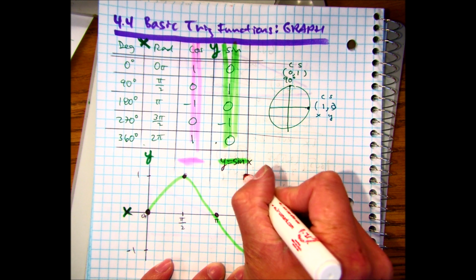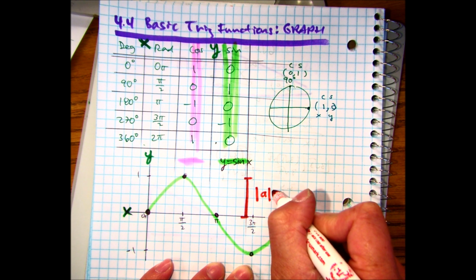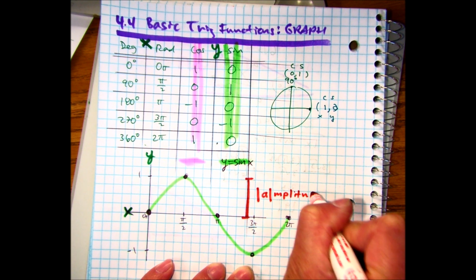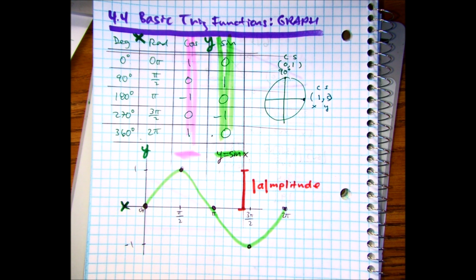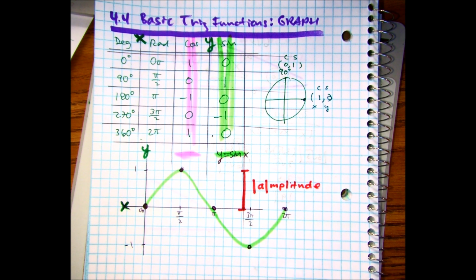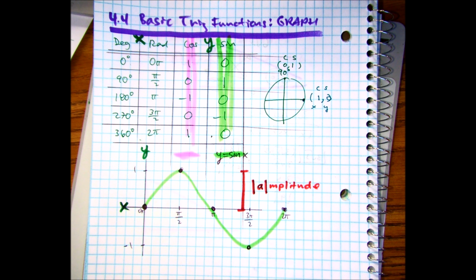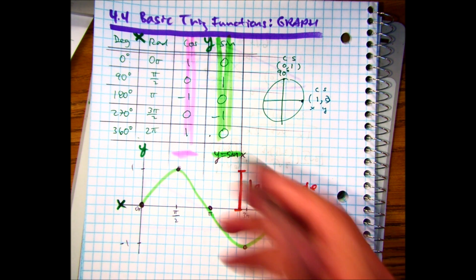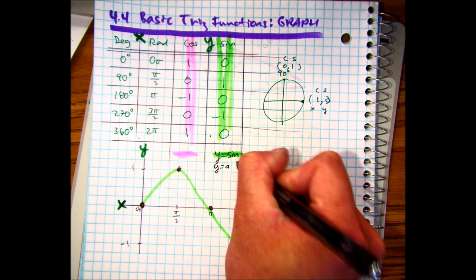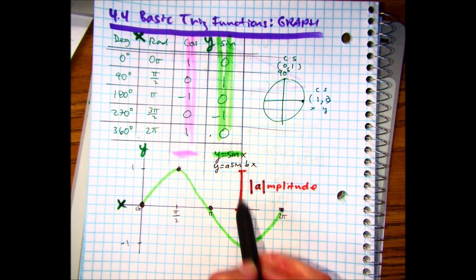Half of the height of the graph is called the amplitude. Everyone say amplitude. The amplitude in our trig functions will be the absolute value of A. Absolute value of A. For example, our functions will be written in this form: A sine B of x. So there's no number there. A is 1. Notice it's the distance from the x-axis to its maximum.